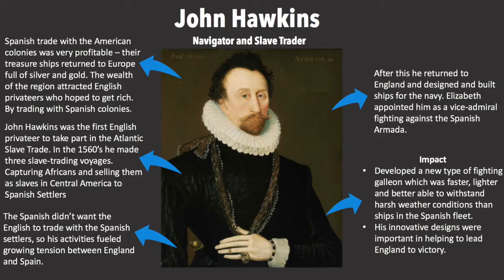John Hawkins was the first English privateer to take part in the Atlantic slave trade. In the 1560s, he made 3 slave trading voyages, capturing Africans and selling them as slaves to Spanish settlers in Central America. The Spanish didn't want the English to trade with their settlers, so his activities fueled growing tension between England and Spain. After his return to England, he designed and built ships for the Navy.